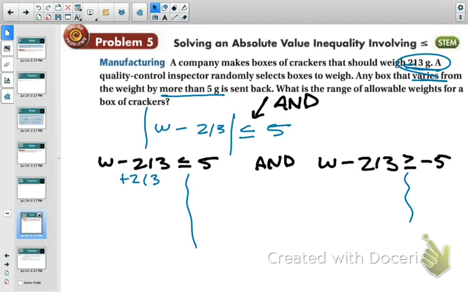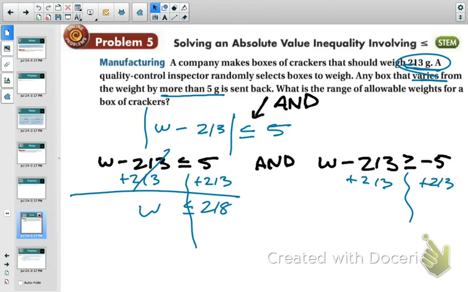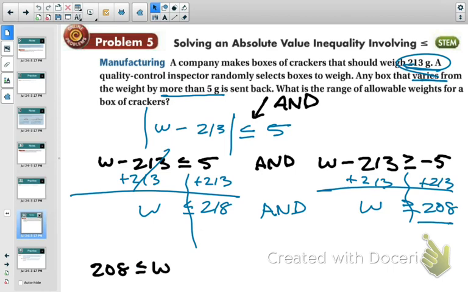By adding 213, we can do it at the same time, just for fun. Those will cancel, and I get W is less than or equal to 218, and W is greater than or equal to 208. So that tells me that W has to be between 208 and 218. We can also write that as a compound inequality that looks like this: 208 is less than or equal to W is less than or equal to 218. Which again basically just says W is between 208 and 218 inclusive.